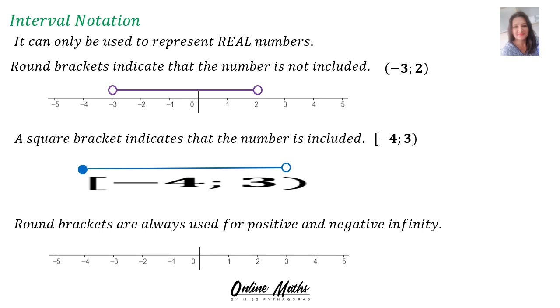Round brackets are always used for positive and negative infinity. For example, that one is 1 included up to positive infinity. And on a number line, there's 1, solid dot, and then it goes to the right hand side, positive infinity.